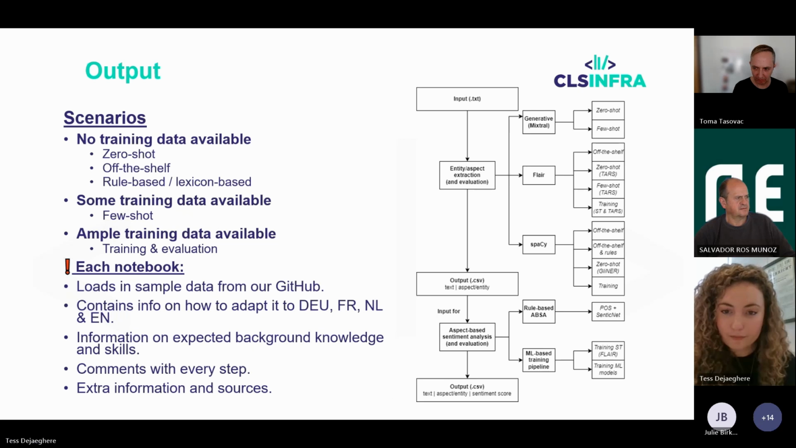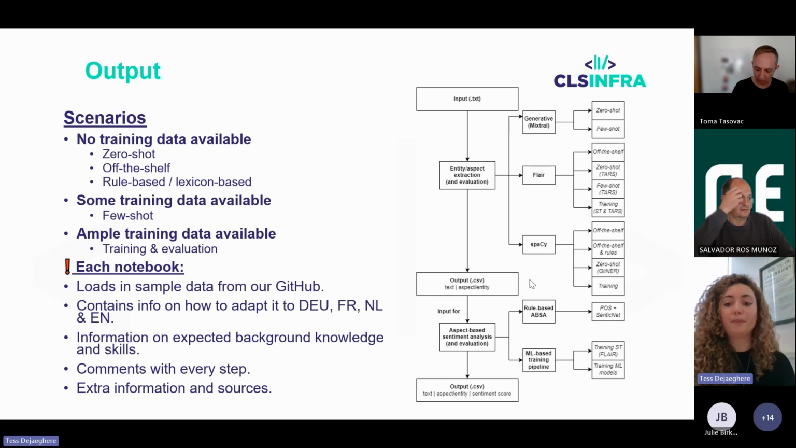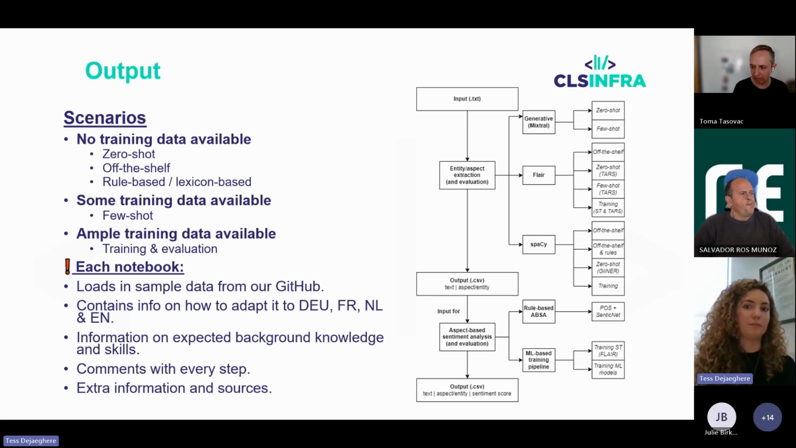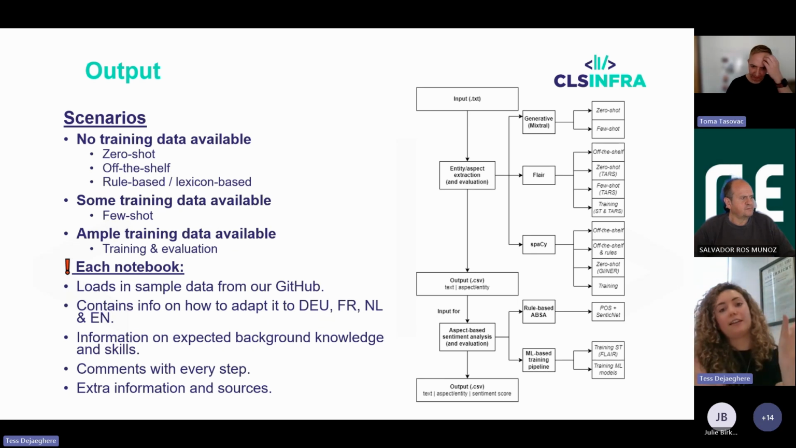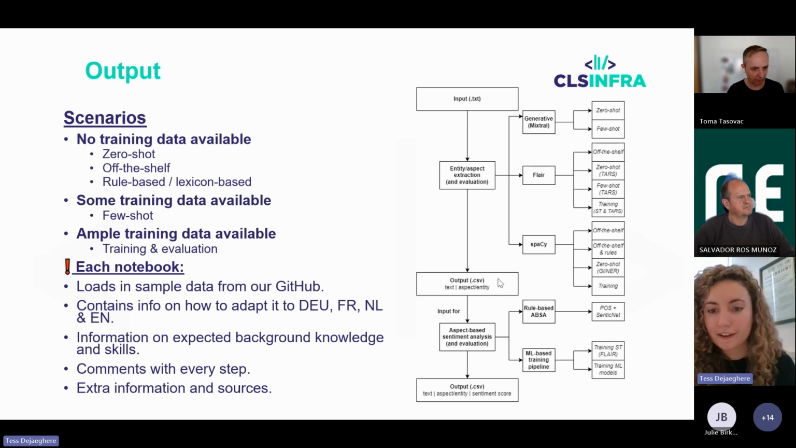Then the output of these notebooks: we have code in every notebook that shows you how to simply transform it to a CSV file, which has the text and then a list of the entities that are found in that text. That text can be as long as you want. That is something that you need to decide for yourself if you are using the notebook. And this information can then be used as input for the aspect-based sentiment analysis workflows.